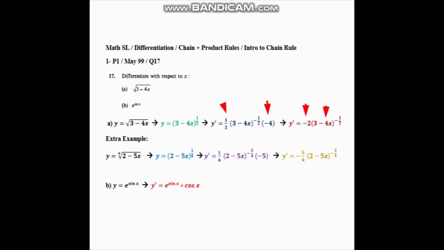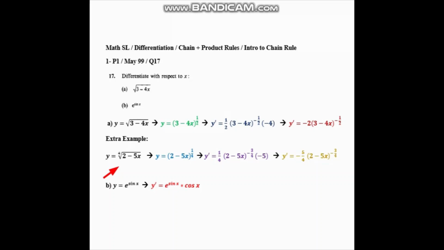So you should be aware that the root of anything can be rewritten as power half. I've added an extra example here that has nothing to do with the exam question, just for your extra awareness of the issue. So let's check this out. Given that y equals the fourth root of 2 minus 5x, how do I differentiate that? So let's repeat the procedure again.